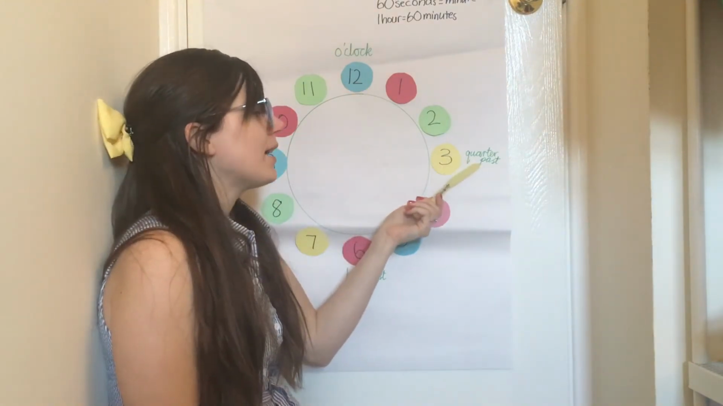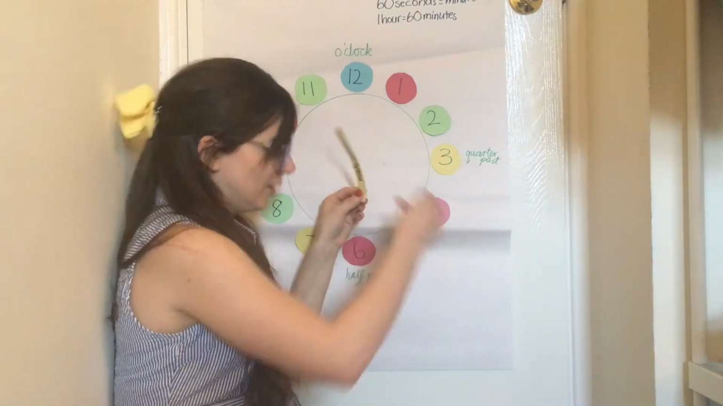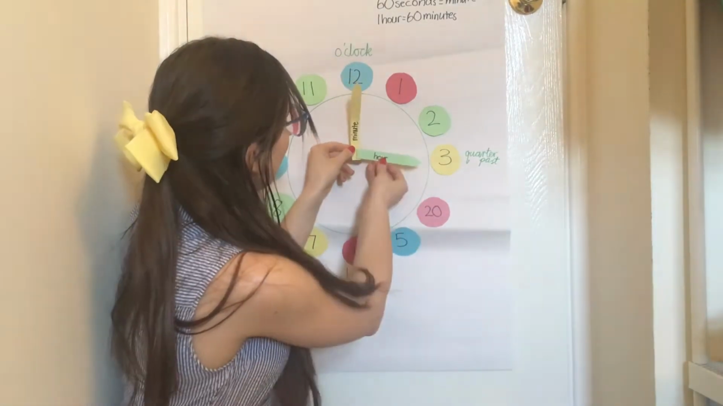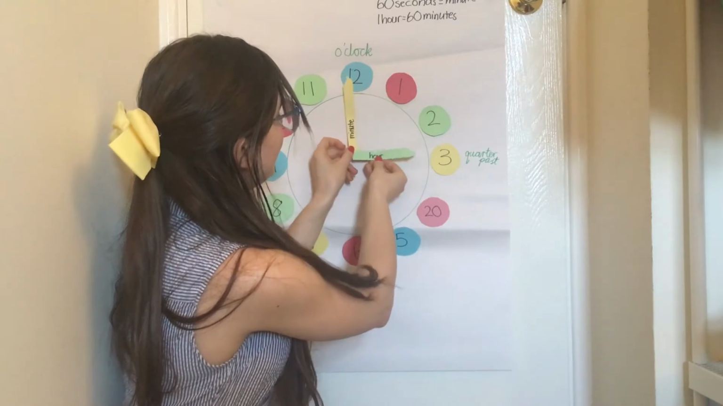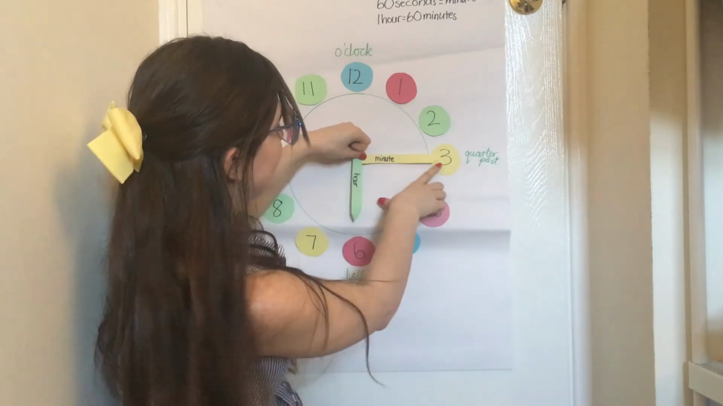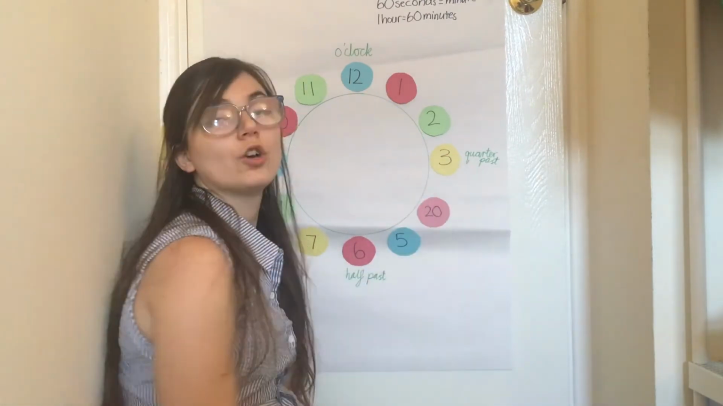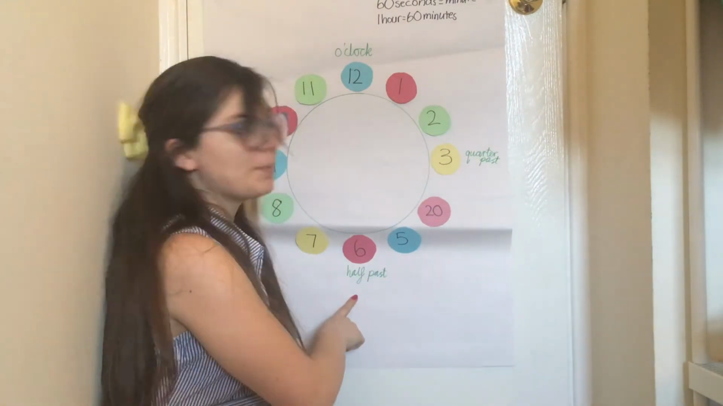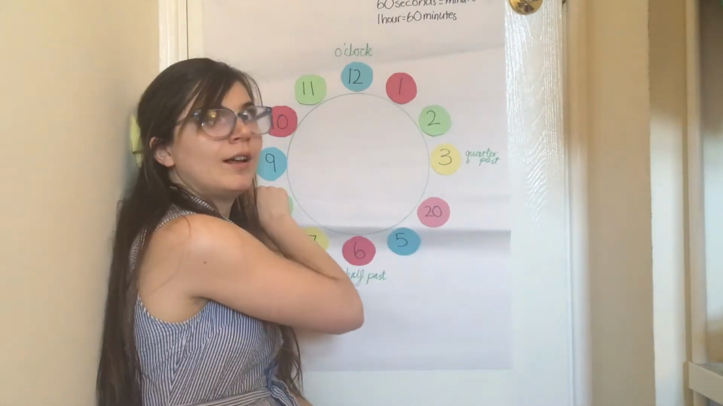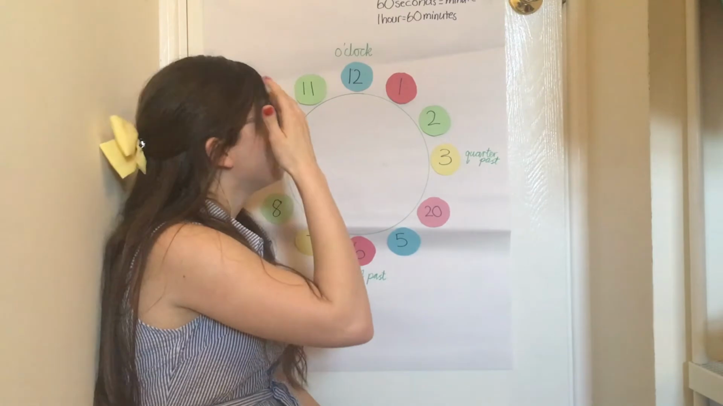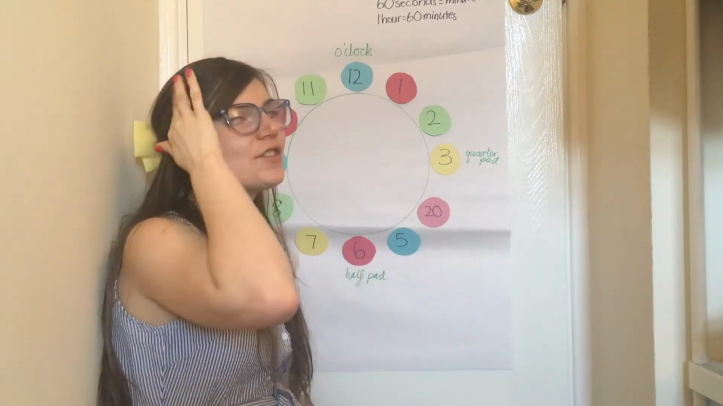I wrote quarter past here because we know that a quarter turn is 90 degrees. So it would be quarter past, this would be half past, and this would be quarter to. So I've labelled it with those just to remind me.